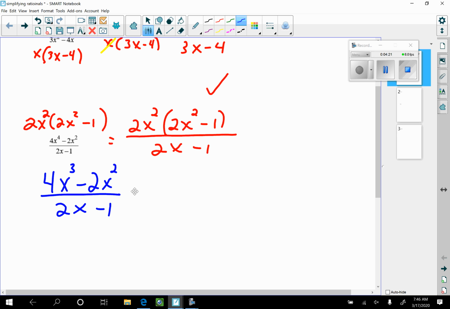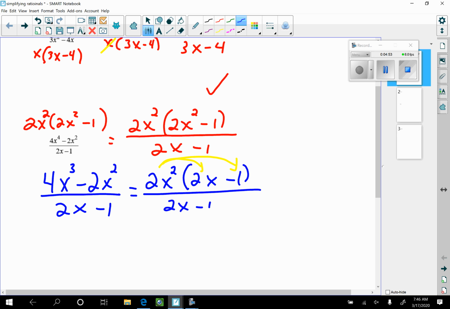Now if I factor this, I'm still going to factor 2x squared out of the top. And what do I have here? I have 2x minus 1. And we need to check that. 2x squared times 2x does indeed equal 4x cubed. 2x squared times negative 1 does indeed equal negative 2x squared. So this is indeed the factorization. And if I look on the bottom, I'm not doing anything with this 2x minus 1.